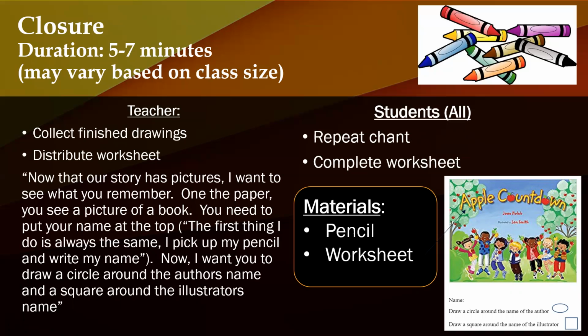Now I want you to put a circle, reminding them with a visual air circle, around the author's name on the book cover, which you can see here on this worksheet on the right. And then you're going to draw a square, drawing an air square so they remember, around the illustrator's name.